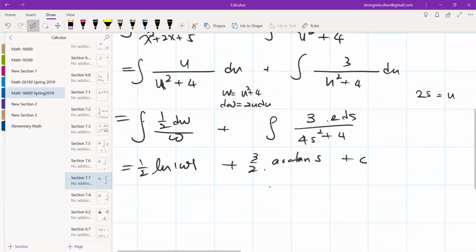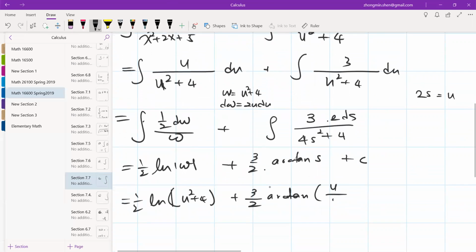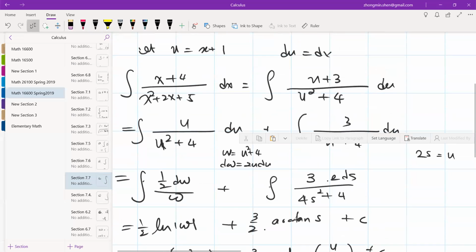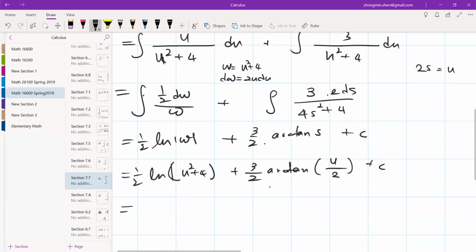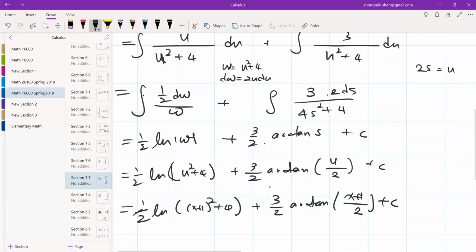Okay. So now, let's go back. w is going to be u squared plus 4. Okay? And arctangent, what is s? s is half of u plus a constant, right? So this is the same u, and u is going to be x plus 1, so we go back to 1/2 natural log of (x plus 1) squared plus 4, plus 3 over 2 arctangent of (x plus 1) over 2, plus a constant.